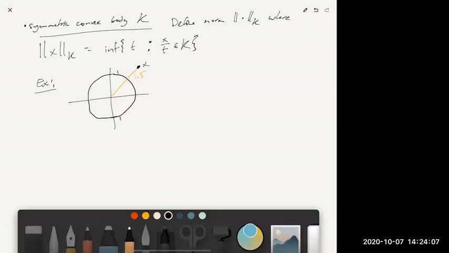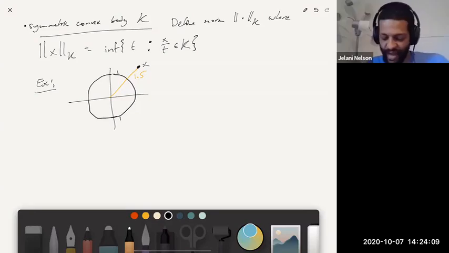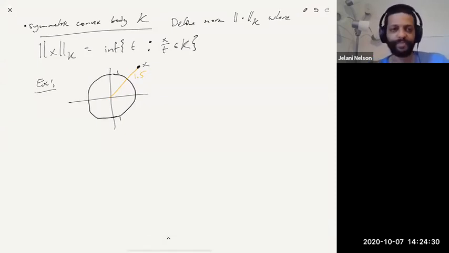So the point is, I have this vector x here. If I wanted to stay inside the circle, I need to divide by 1.5 or more. If I divide by 1.5 or more, I will get mapped into the circle. So since the smallest number I can divide by to make it work is 1.5, I'll say the norm is 1.5. Does that make sense?